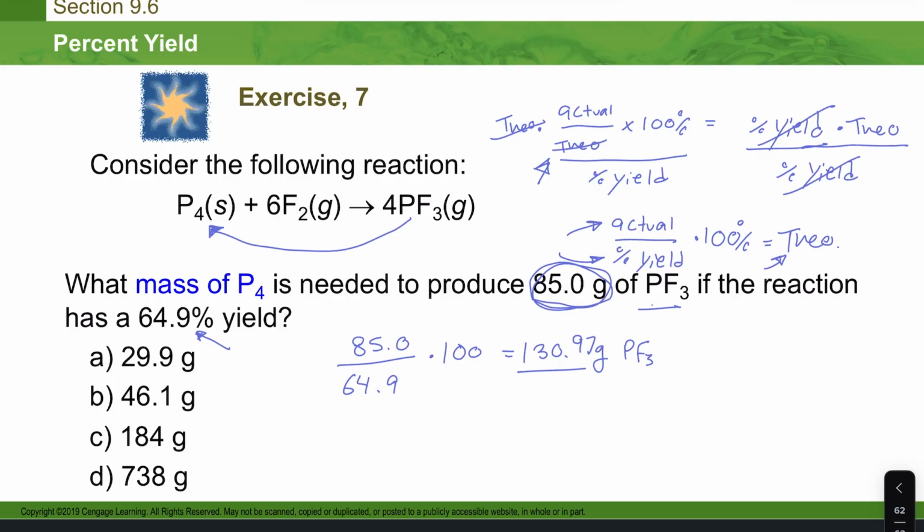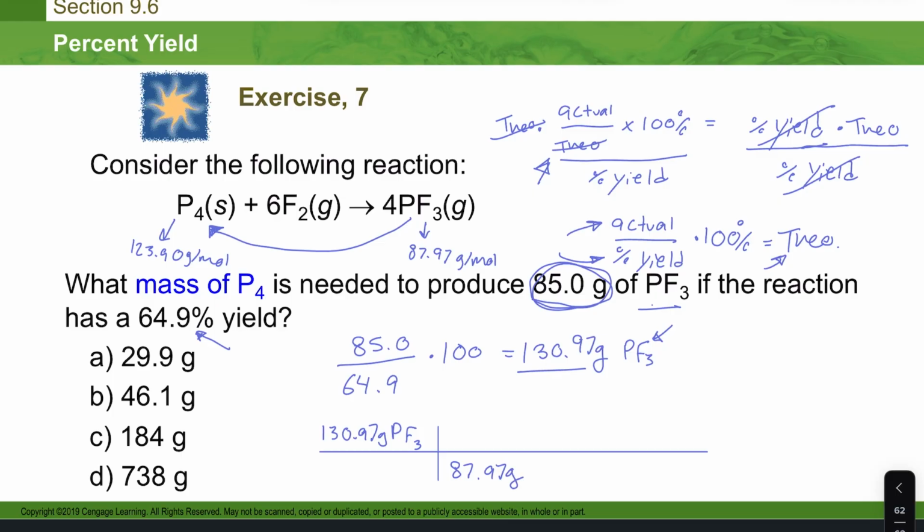So now that we have this value, we can use stoichiometry to figure out what the mass of P4 is. We are also going to need the molar mass of PF3, which is 87.97 grams per mole. And for P4, that's going to end up being 123.90 grams per mole. So we'll set this up like this. We'll start with the theoretical that we just calculated. We'll make another train track. 130.97 grams of PF3.